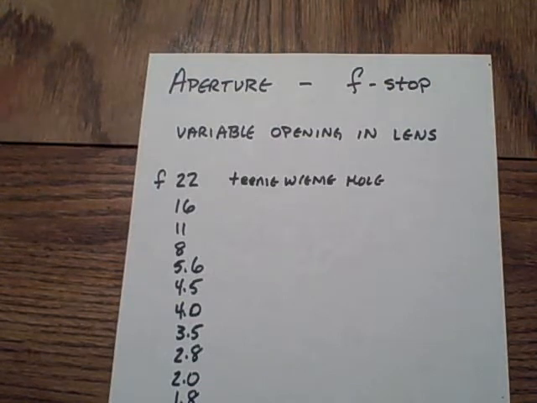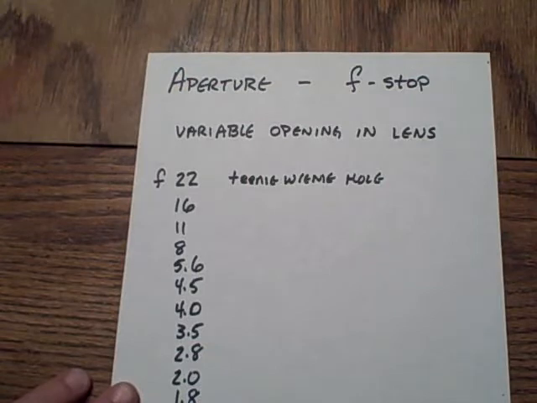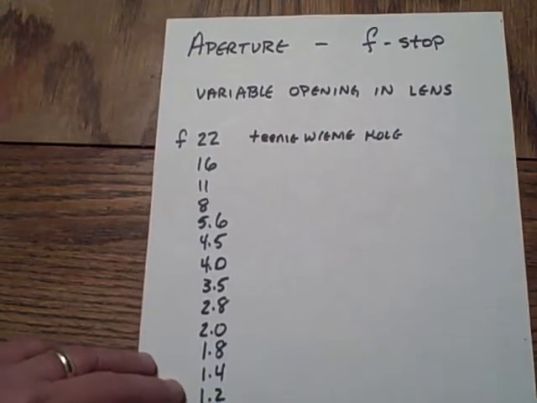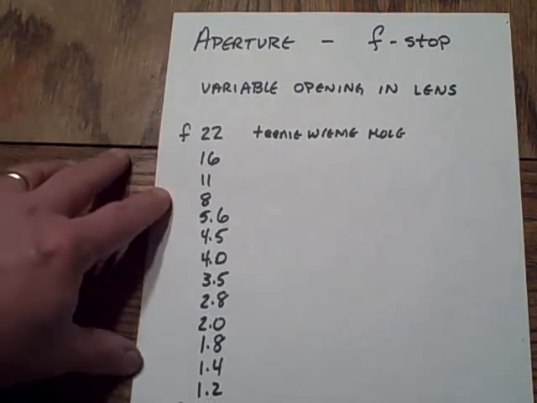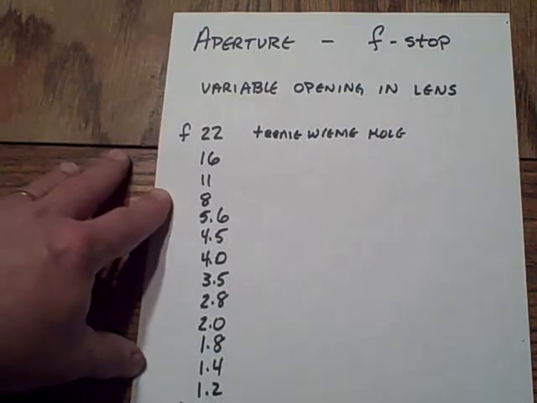Okay, so we're going to talk about aperture or f-stop. They're basically the same thing, and it's the variable opening in your lens that allows light to reach the sensor or film. It's measured in f-stops. Why they call it f-stops, I don't know, but it's measured from smallest to largest inversely.